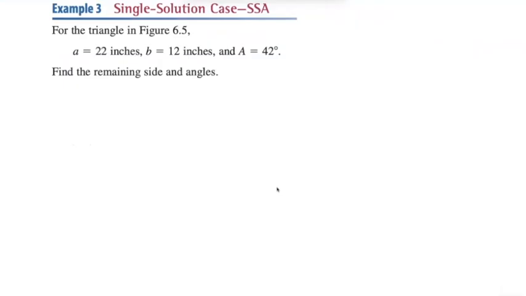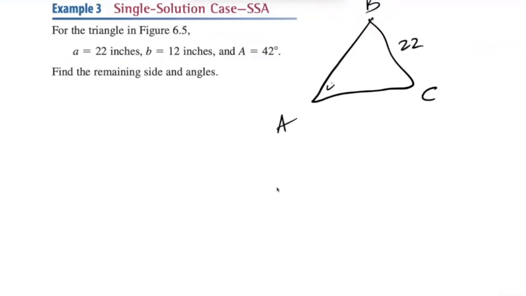Who wants to solve this guy? Put a little triangle here, ABC. Side A is 22, angle A is 42, and side B is 12. We're going to solve this triangle. I have a pair right here, the pair of A. First thing we're going to do is find our angle B. We're going to set it up: 22 over sine of 42 equals 12 over sine of B.